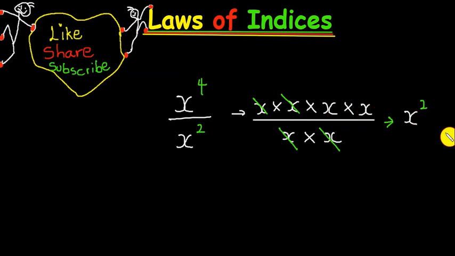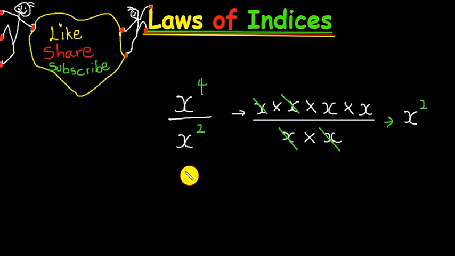But there must be a short way in order to simplify this expression. Because if we have, instead of x to the fourth power, x to the 75th power, then we will have to write x multiplied by itself 75 times. Likewise, instead of x to the second power, suppose we had x to the 31st power, then we'd have to write x by itself 31 times. So there must be a short way in order to simplify this expression.